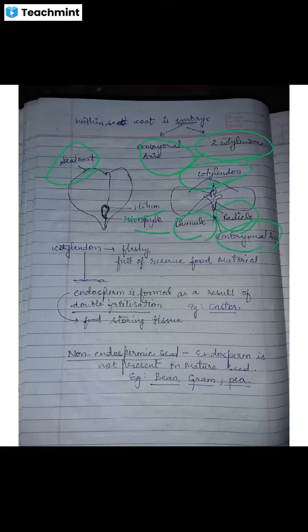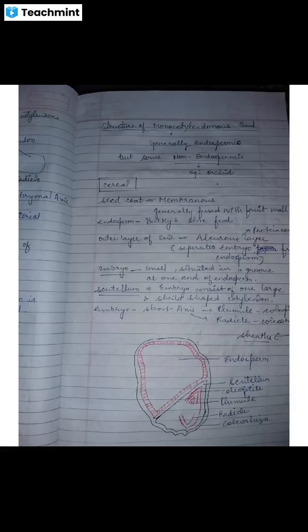Cotyledon अगर fleshy है, full of reserve food है, it is called endospermic seed. An endosperm is formed as a result of double fertilization. Example is castor, and it is a food storing tissue. Non-endospermic are those seeds in which the endosperm is not present in the mature seed. Example is bean, gram, and pea. Then we have structure of monocotyledon seed. Generally, they are endospermic, but some are non-endospermic.